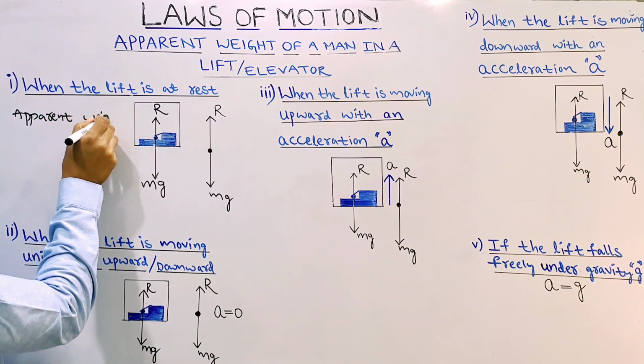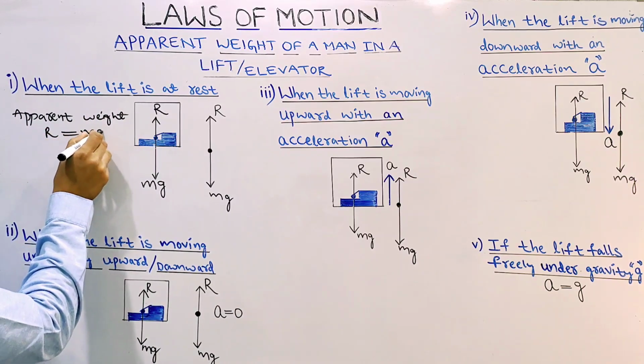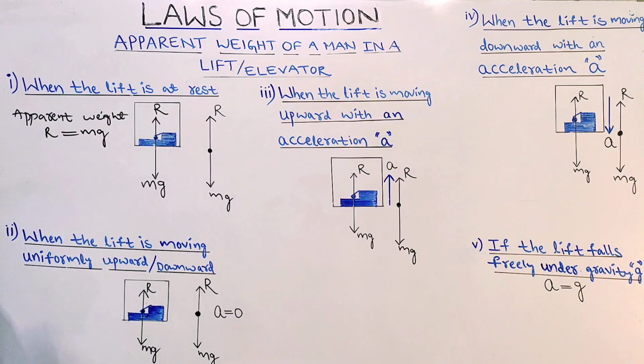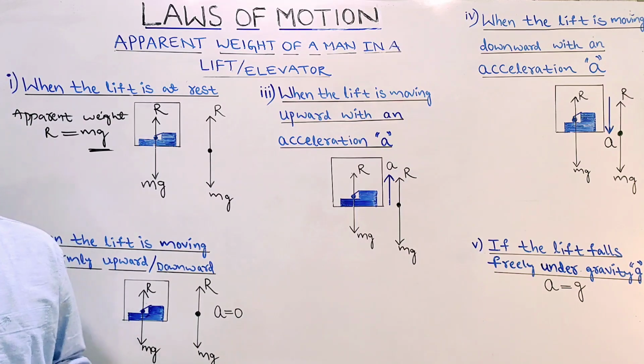So when the lift is at rest, the apparent weight R is equal to mg, the true weight. The apparent weight is equal to the true weight, whatever mg is. Here weight and mass are different. Mass we just take as m.